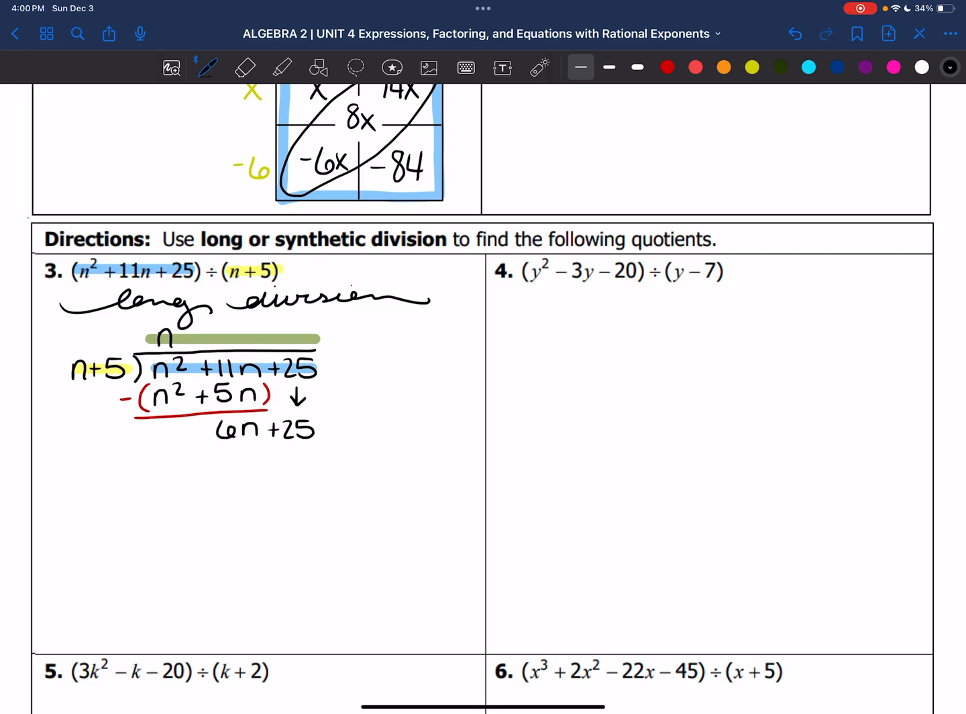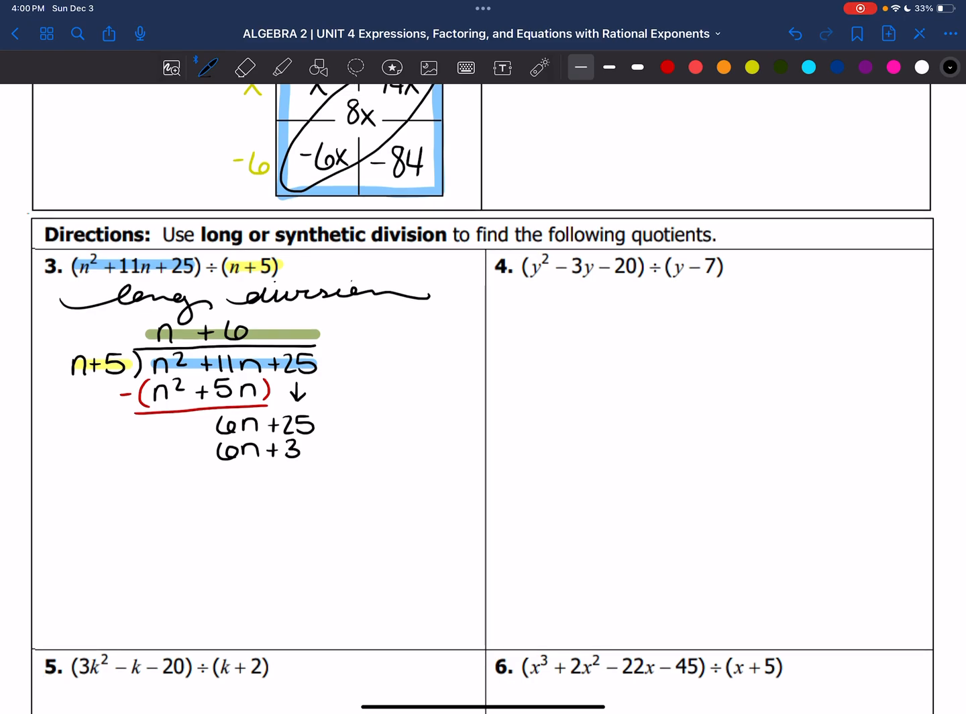What is missing? N times what to get 6n? Well, that's just a 6, because 6 times n is 6n. And then I must multiply 6 by the other part of my divisor, which is 5. 6 times 5 is 30. Now we're moving on to step number 3, which is to subtract. The 6n's cancel out. They're a 0 pair. 25 minus 30 is a negative 5. And that right there is my remainder.